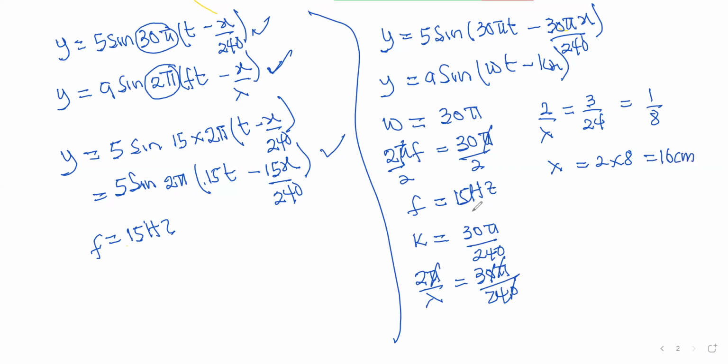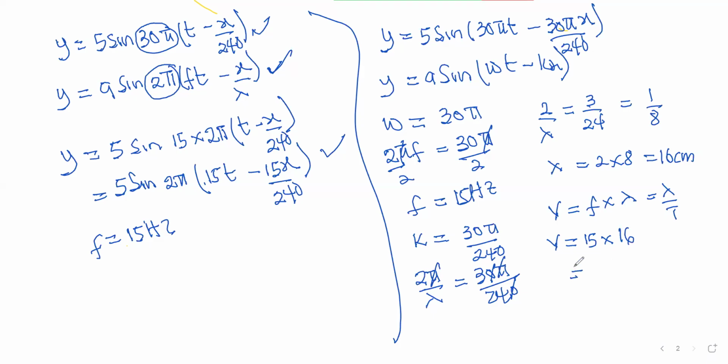Because we were told that lambda is in centimeter. Velocity, v can be equal to f times lambda, or this is also the same as lambda over the period. There are a lot of ways to go around this. So v is equal to f, which is 15, and then lambda, which is equal to 16.